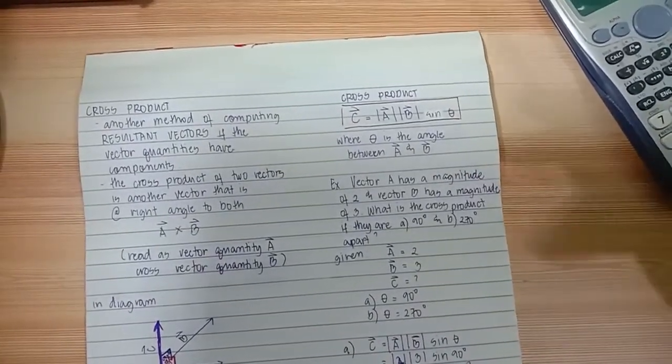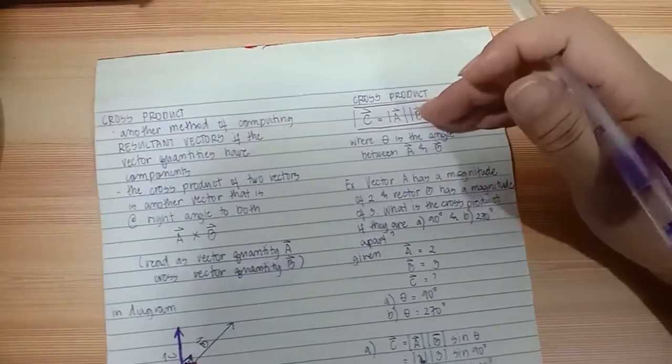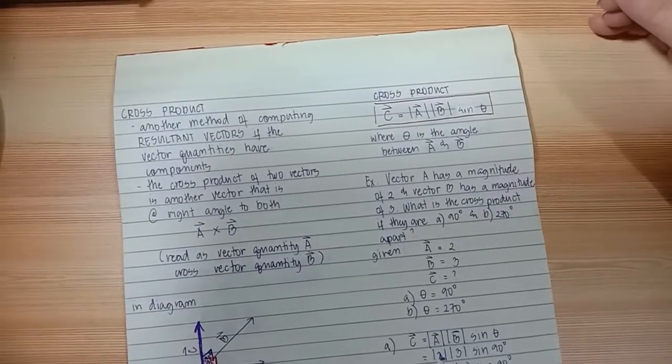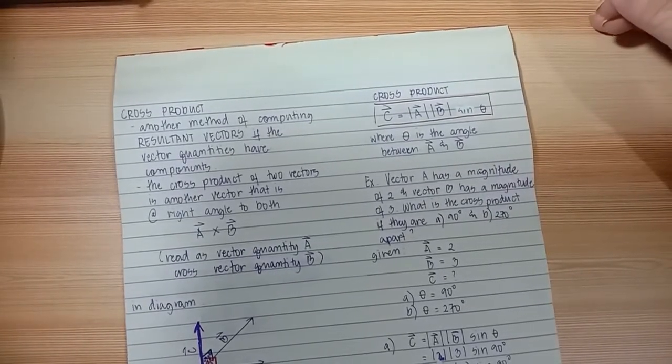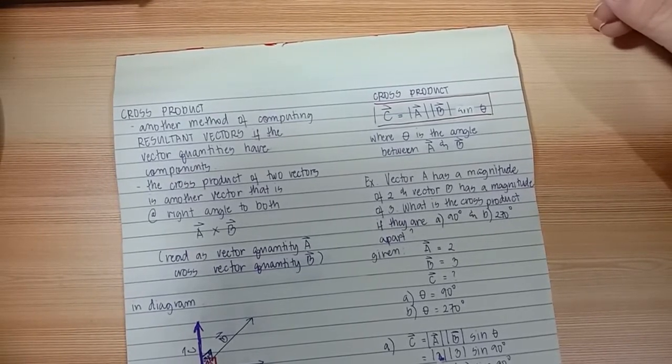Okay, so let's have now the first lesson for Module 1, which is about the cross product. So what is this cross product all about? So cross product is another method of computing resultant vectors.